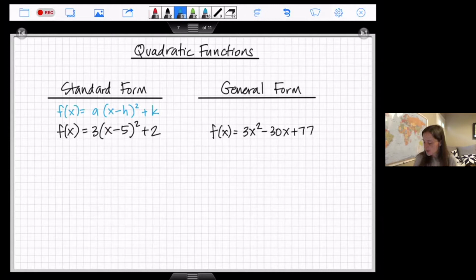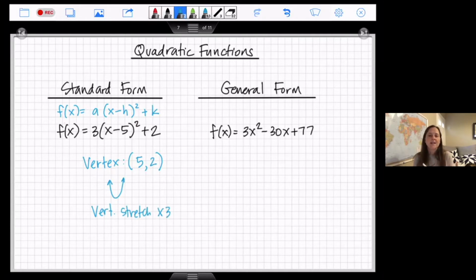We could tell just by looking at it that the vertex had an x coordinate of 5. We would say that minus 5 would change sign and become a positive 5. The y coordinate will keep its sign, so it will be 5 comma a positive 2. Because that number 3 was positive out at the front, we know this is going to be an upward opening parabola. And it also has that stretch of 3, vertical stretch, where we multiply all the y coordinates by 3.